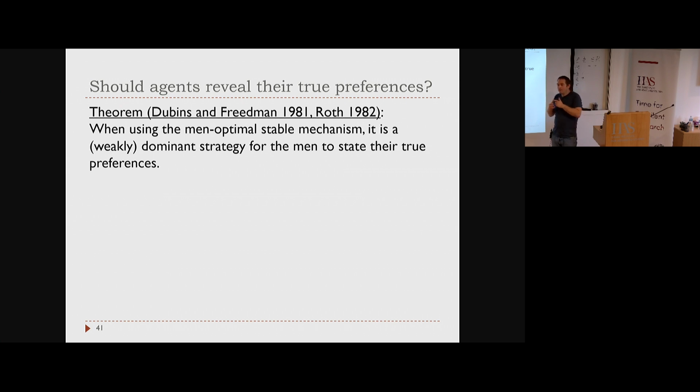If I get accepted in none of those, then it doesn't matter what I say. If I get accepted only at the Hebrew University, then it doesn't matter what I say, right? And if I get accepted only at Tel Aviv University, it doesn't matter what I say. So the only case where it actually matters what my reported preference is seems to be the case where I got accepted at both of them. Okay? And that sounds like a good intuition for strategy proof.